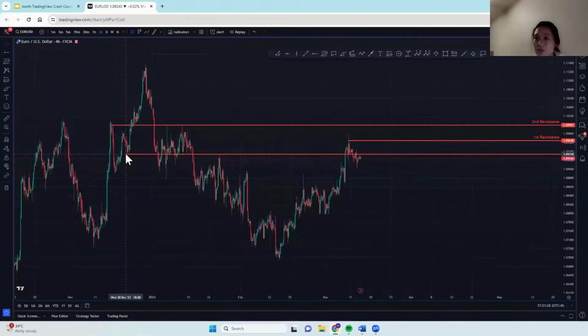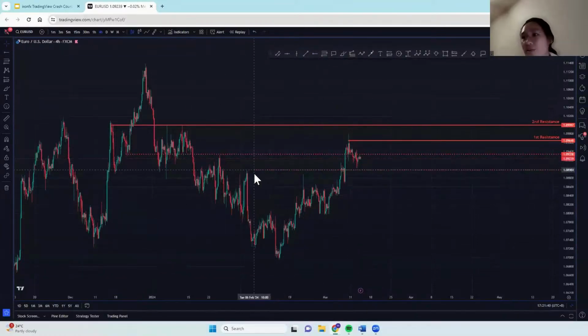I'm just going to label this as an intermediate level since price is currently at that level. And then my first support instead I will put it here.